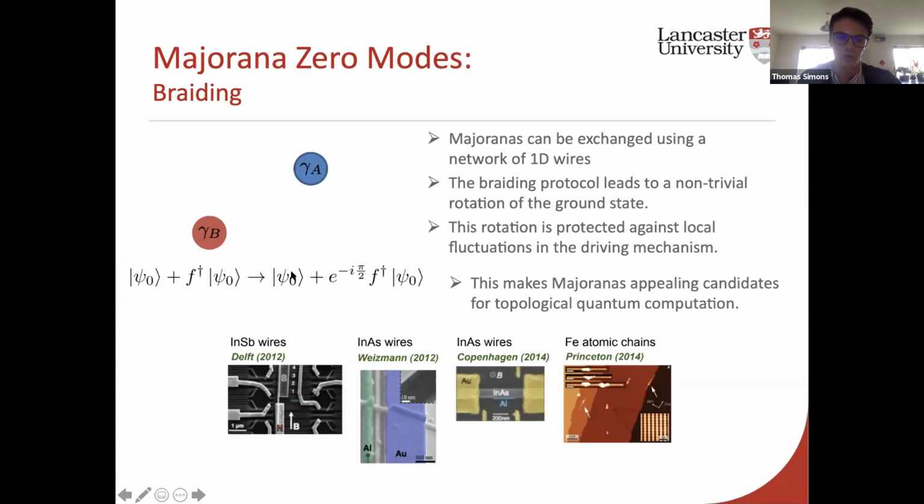And the form of this rotation would also be protected by the symmetry of the system. So since unitary operations such as this form the building blocks of quantum computation, this makes Majoranas appealing candidates for use in a topologically protected quantum computer. And there have been many attempts to realize them experimentally, some of which are listed here, and some of these have shown promising signs of the existence of Majoranas, although there is still some debate around some of these results.